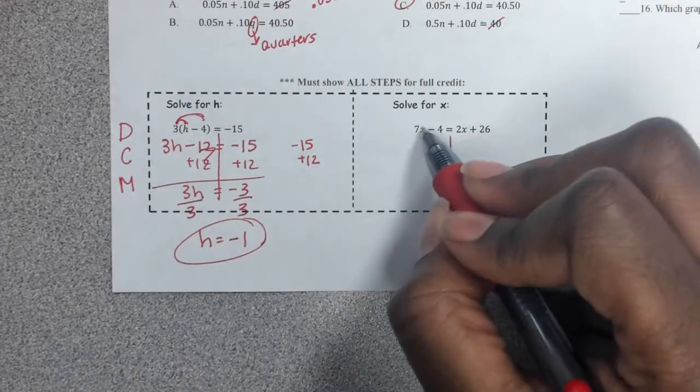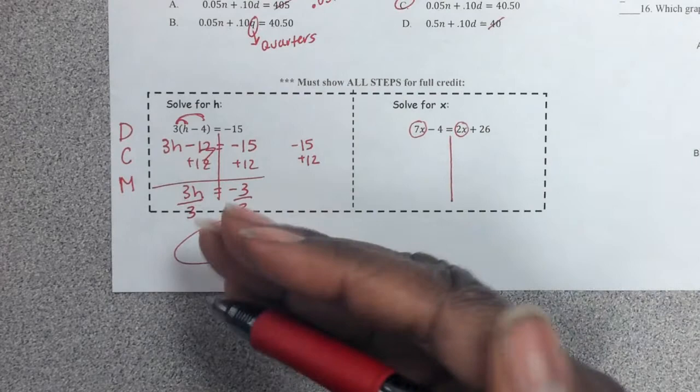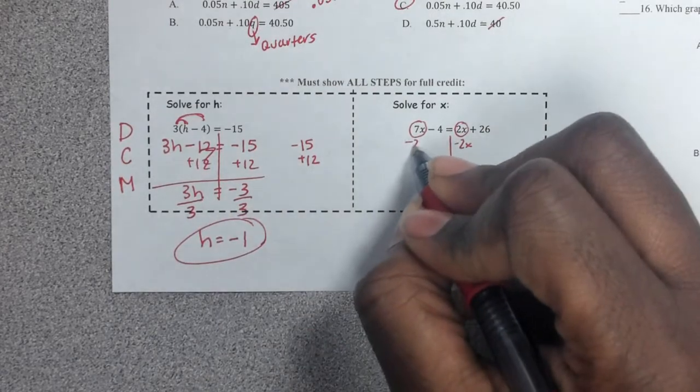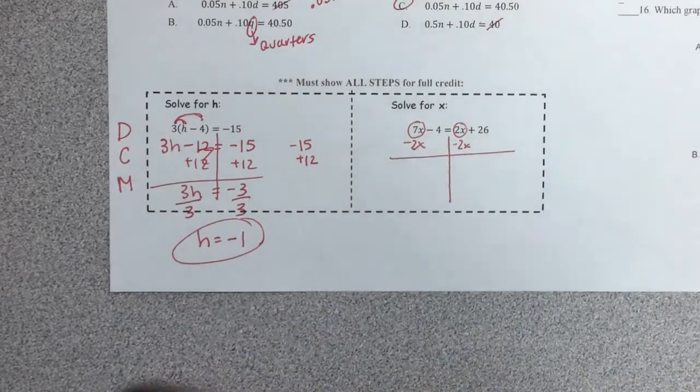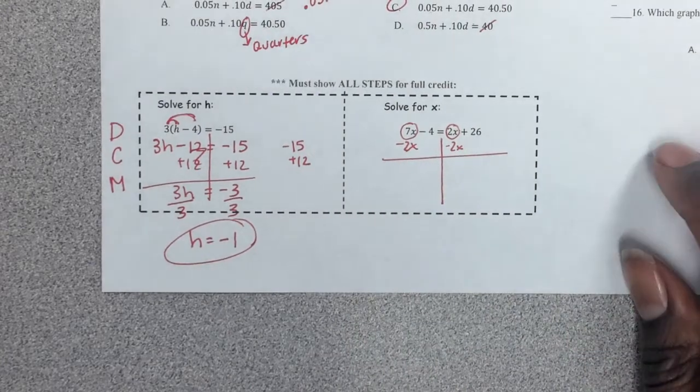Over here, notice we got x's on the left and x's on the right. We need to move all of them to the left. So minus 2x minus 2. That should be what left over. I want you to finish that one yourself. See what you get.